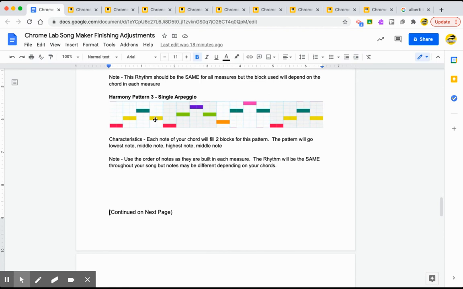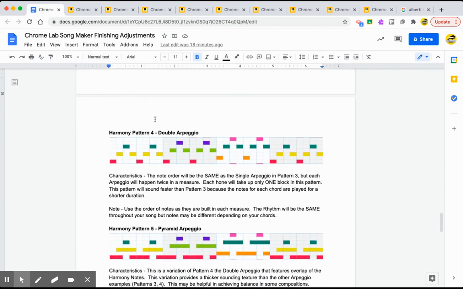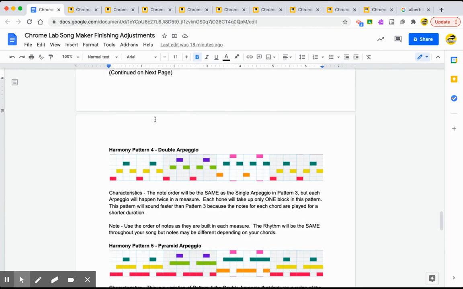Now, the next version of our arpeggio pattern is a double arpeggio. The characteristics of this one are that note order will follow the same as the single arpeggio in pattern 3, but each arpeggio will happen twice in a measure, meaning that each one will take up 1 block in this pattern. And this pattern will sound a little bit faster than pattern 3 because the notes are shorter in length.